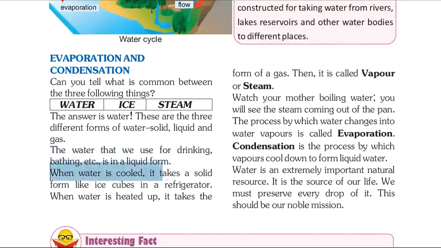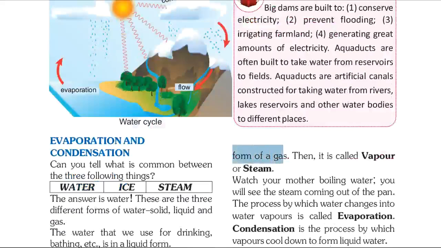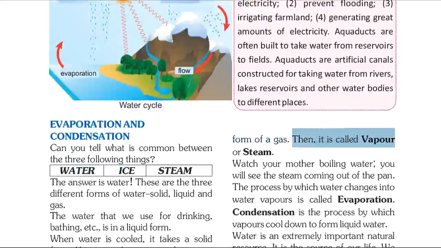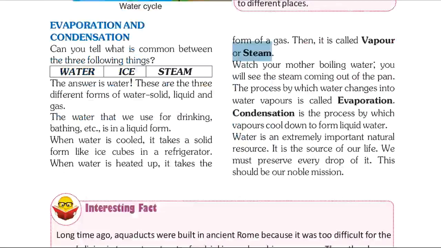When water is cooled, it takes a solid form, like ice cubes in a refrigerator. When water is heated up, it takes the form of a gas. Then it is called vapor or steam. Watch your mother boiling water. You will see the steam coming out of the pan. The process by which water changes into water vapors is called evaporation. Condensation is the process by which vapors cool down to form liquid water.